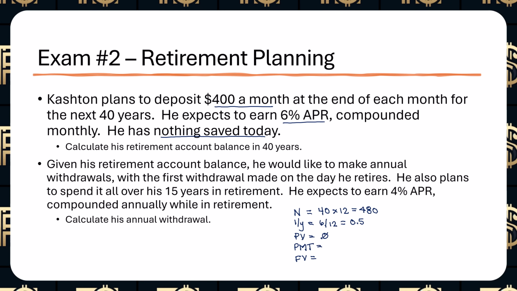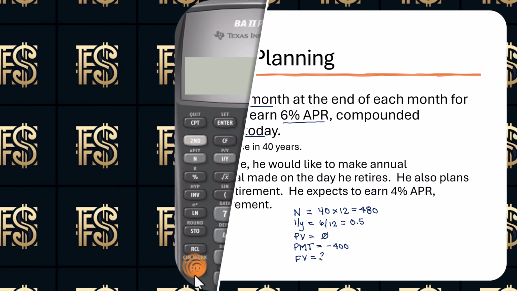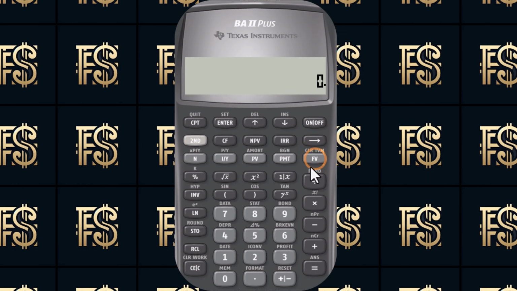He has nothing saved today, so the present value is 0. His monthly payment is going to be $400. It's an outflow, so we'll make that negative. And we're trying to find the value of his account exactly 40 years from today. Let's clear our inputs. 480 for N, 0.5 for IY, negative 400 for payment, 0 for present value. Let's go ahead and compute the future value. So the future value of his retirement account 40 years from today will be $796,596.29.